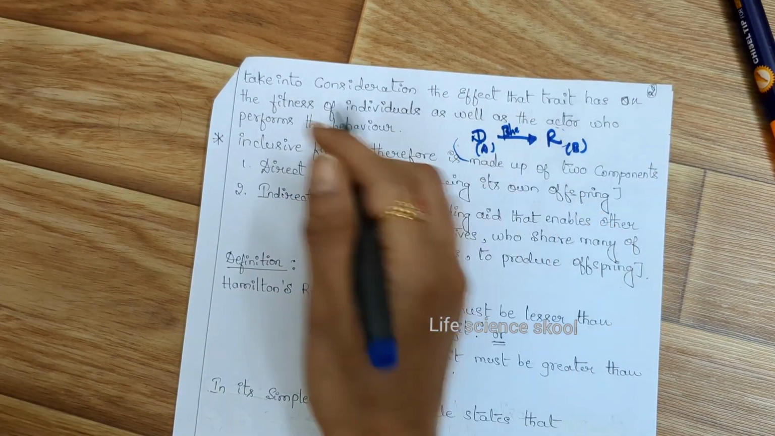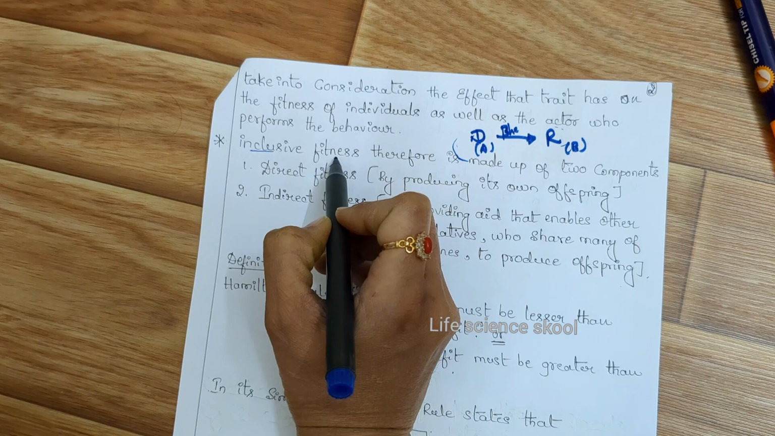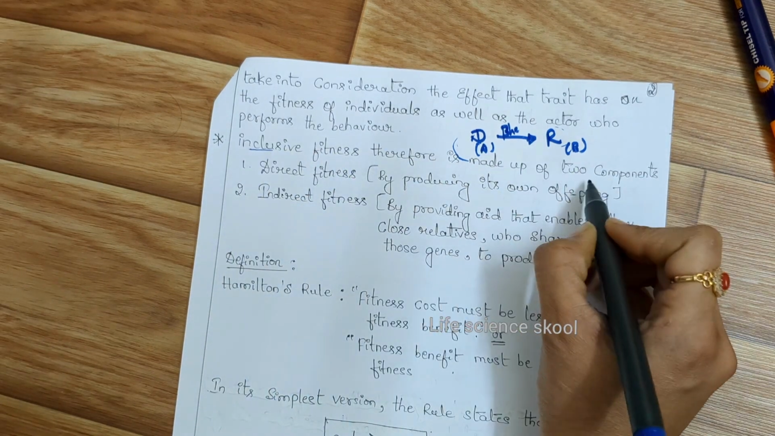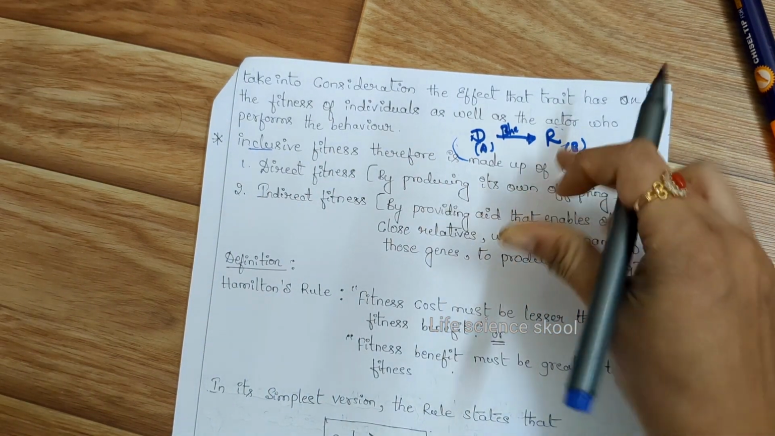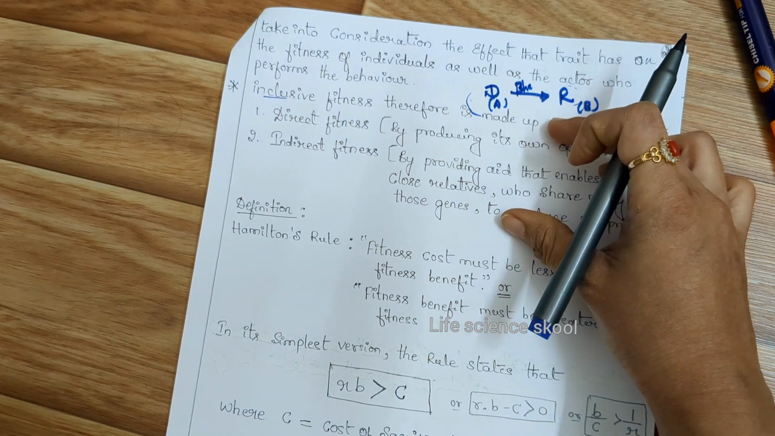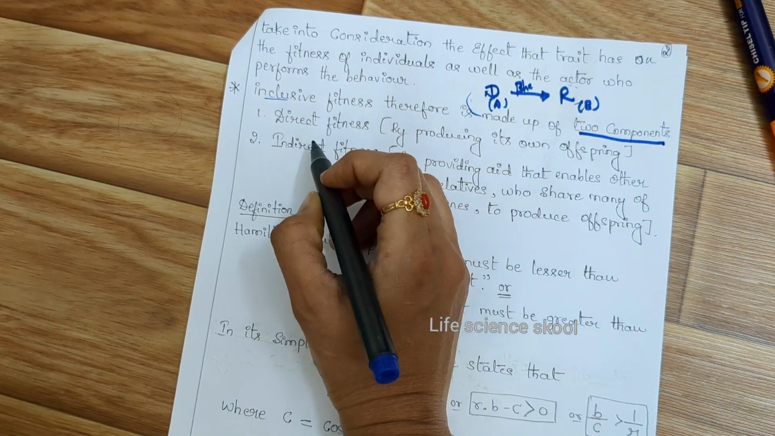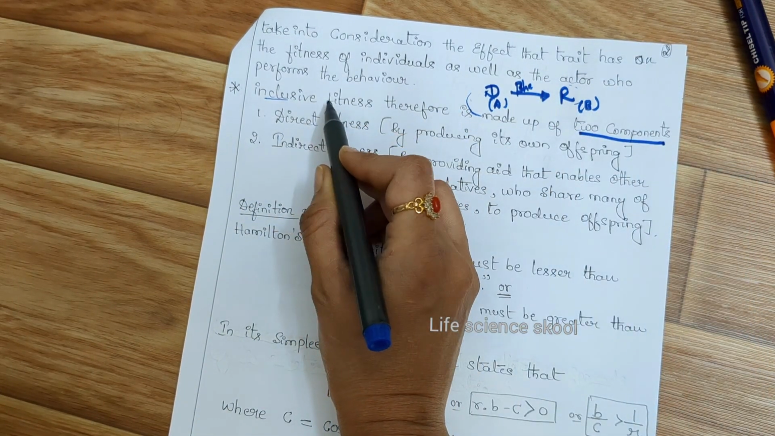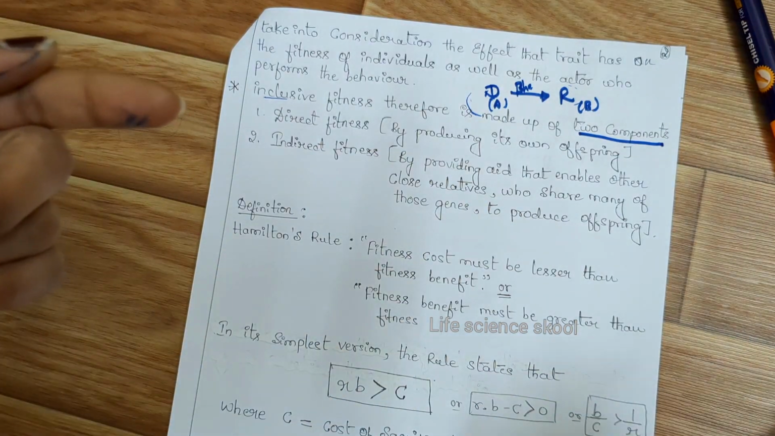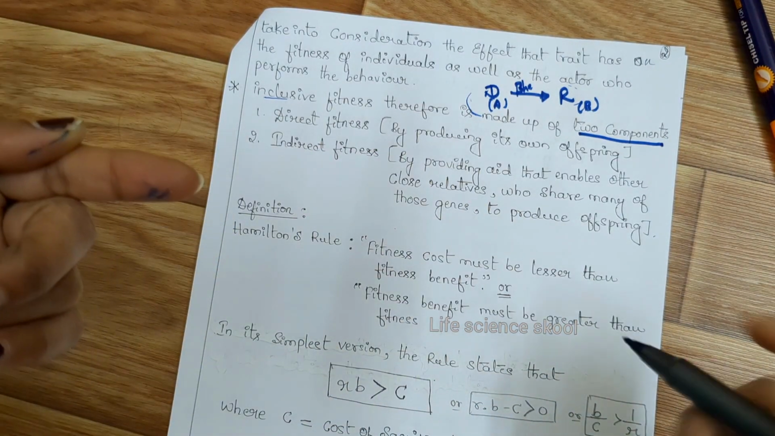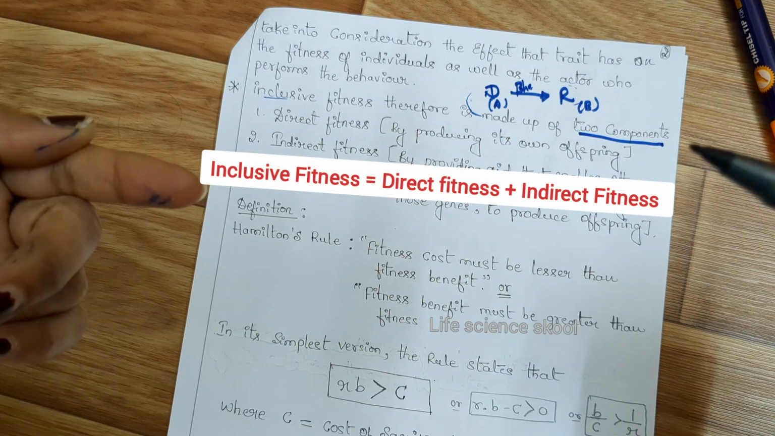Here, inclusive fitness is made up of two components. Let me explain what inclusive fitness is, in a very simple manner. Inclusive fitness is composed of two components: direct fitness plus indirect fitness.